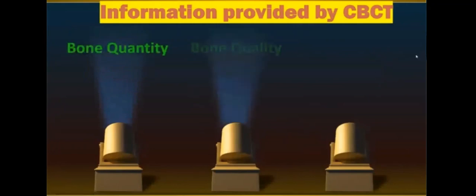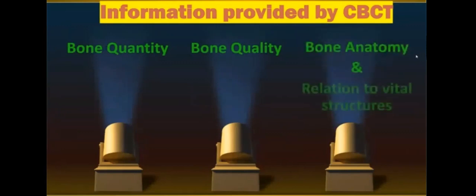So, the information provided by the CBCT, number one, is the bone quantity and the bone quality and the bone anatomy, as well as the relation of bone to the surrounding vital structures. My presentation will include only the bone quantity. The bone quality and the vital structures will be discussed by Dr. Amr in the second lecture.